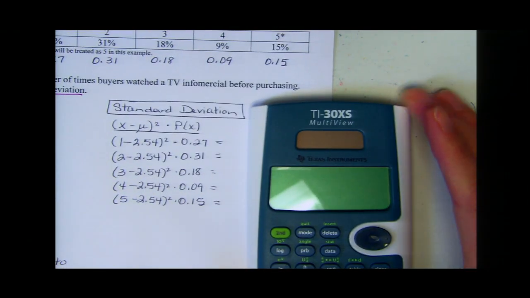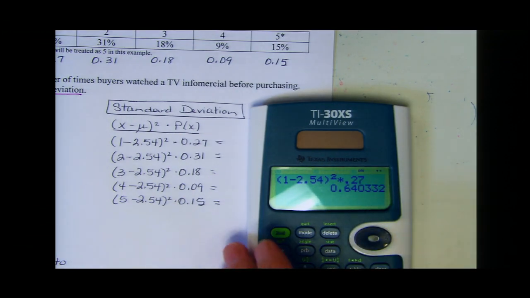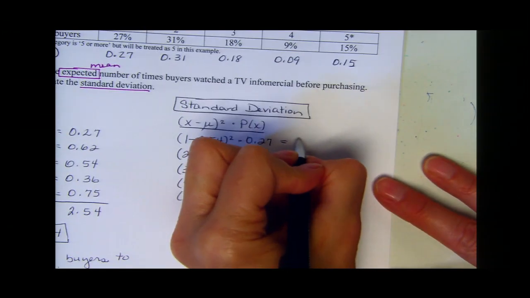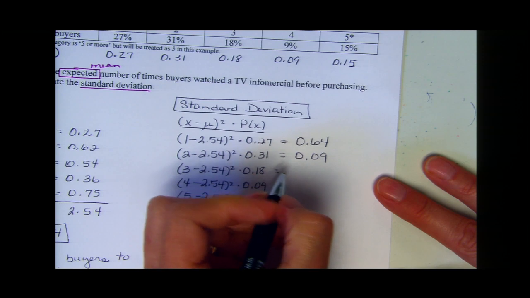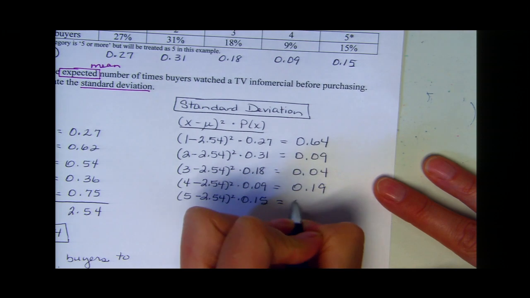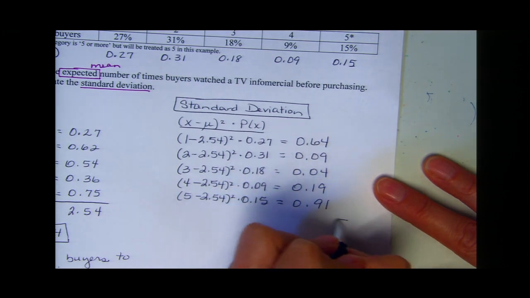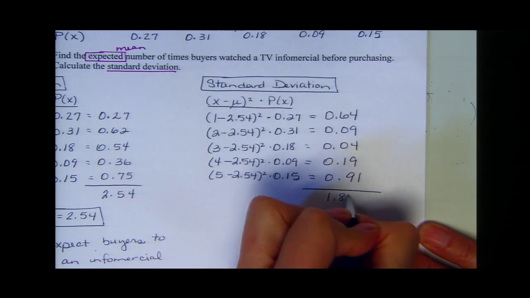Now, I'll just do another one of these on the calculator just to remind you. So, turning this on, I would do open parentheses, 1 minus 2.54 close parentheses squared times 0.27, and I'm going to round to 2 decimal places, so 0.64. So I'm going to do that for each one of them, and this is 0.09, 0.04, 0.19, and 0.91. Now we're going to find its summation, which is 1.87, and this is where you need to be careful.